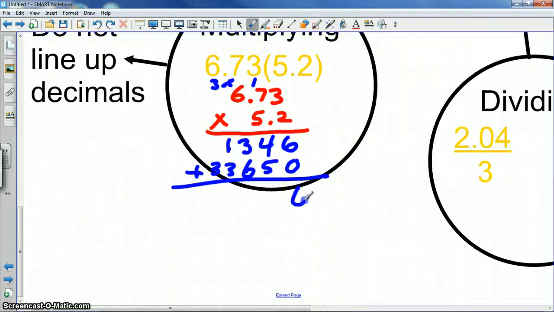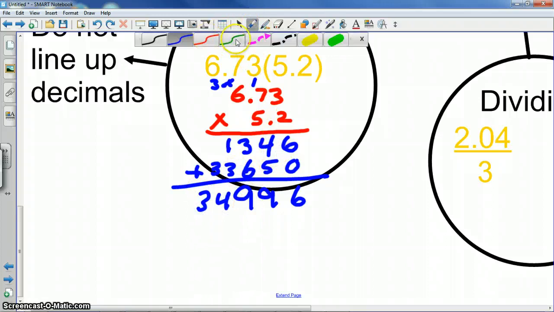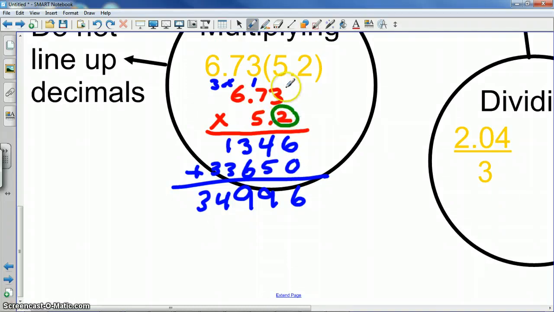So when we add, we have a 6, a 9, 9, 4, and then a 3. This is the point where we're going to go back and get our decimals. I'm going to use green to make it stand out. What we do is we count the numbers that come after a decimal on the bottom.